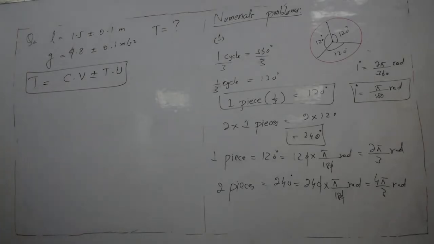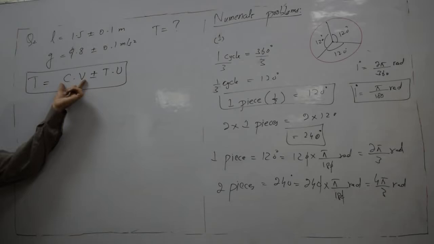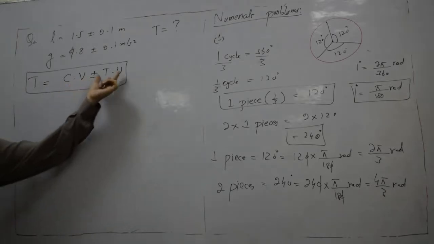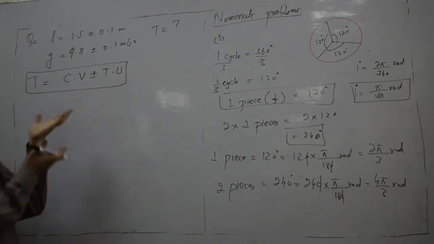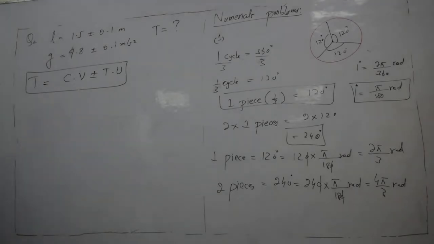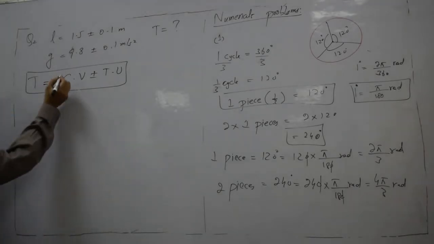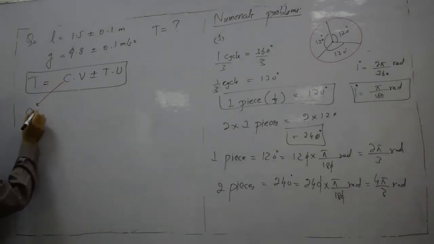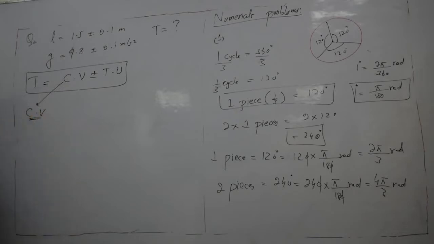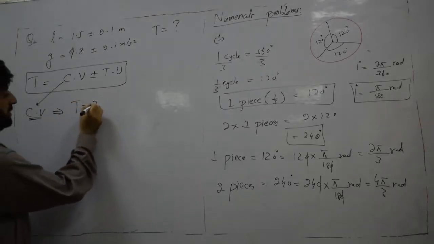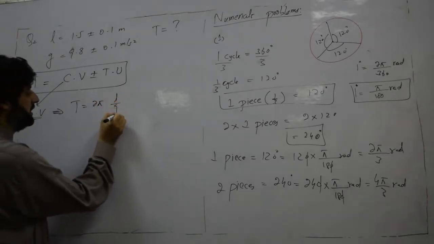So first we have to find the calculated value, then we have to find the total uncertainty, then we will put these values here. This will be the answer. The question is how we can find the calculated value of the time period. The calculated value of the time period can be found by the original formula for the time period of the pendulum. The original formula for the time period of the pendulum is 2 pi under root L over g.